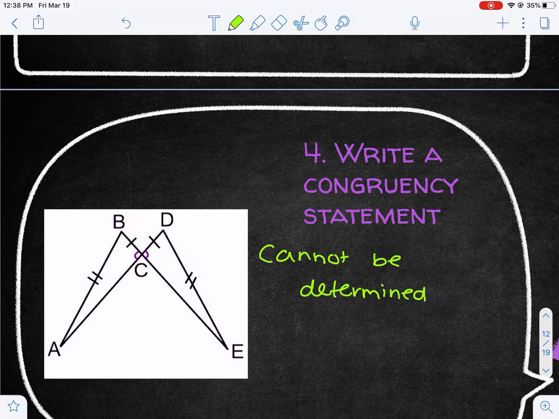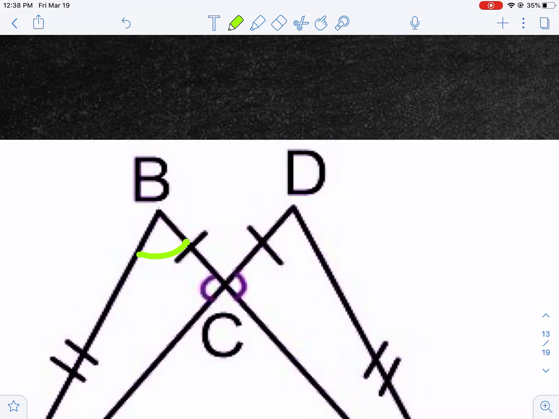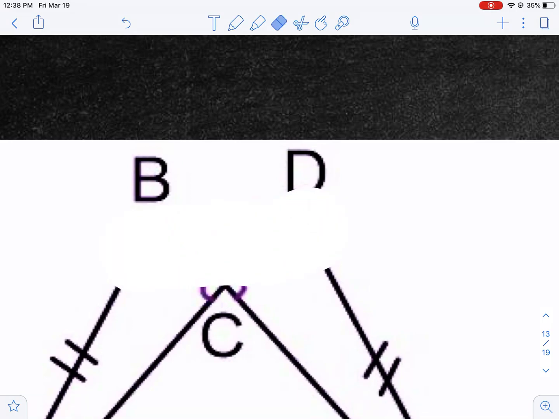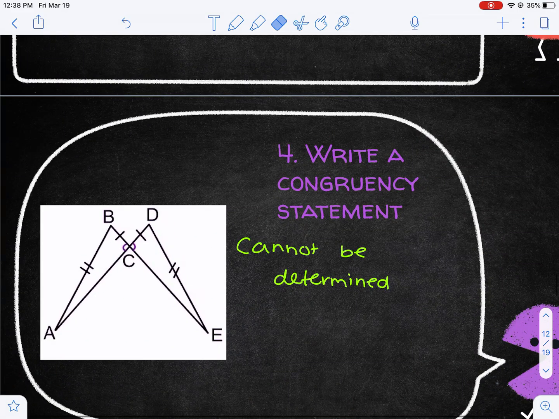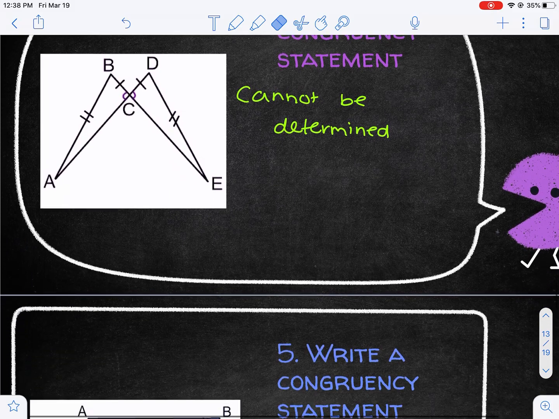Because theoretically, I could come along with a protractor and measure this angle and this angle, and then I have side-angle-side. So while I don't have enough information to say that they are congruent, I also don't have enough information to say for sure that they're not. So I don't want to make any assumptions, and I don't want to say for sure they're not. So instead I'm just saying, cannot be determined. I don't have enough info now, but maybe I get more later, and then I can determine it.